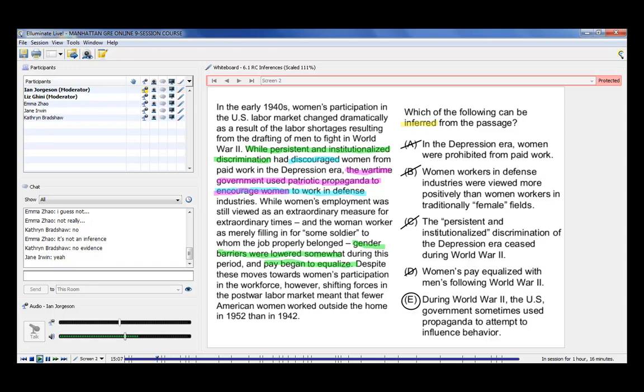Now notice I would not feel comfortable picking answer choice E if they'd said the U.S. government often used propaganda. I don't know they often used it. I only know that they did it at least once. In other words, I only know that they did it sometimes. Don't know they did it often, but I can infer E. So what I want you guys to see from this problem is: is answer choice E much of an inference at all?